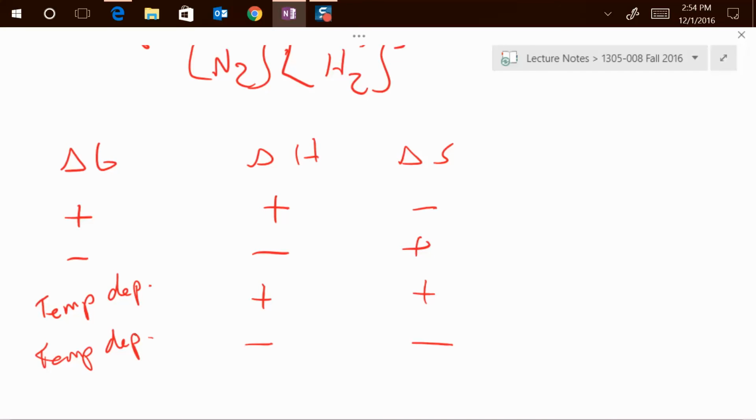Oh, that's right. What is delta G? Delta G is the Gibbs free energy. It's determining whether your reaction is spontaneous or non-spontaneous. So delta G negative means that it's spontaneous. Delta G positive means it's non-spontaneous.